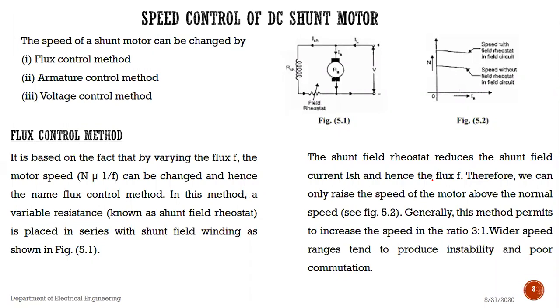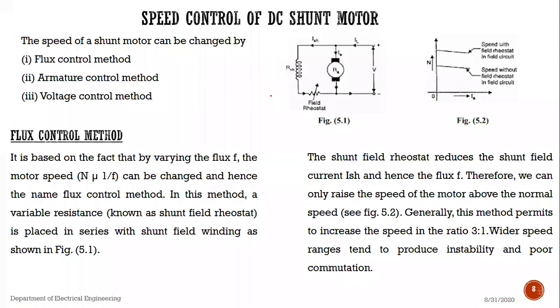Here you can see the resistance in the diagram. Just concentrate on the diagram. In this diagram you can see the resistance or rheostat connected in series with the field winding. Now you know the directions of ISH, IA and IL, where the total IL is equal to IA plus ISH.